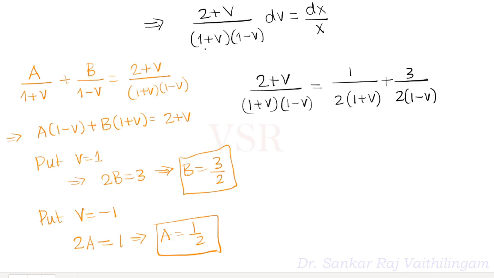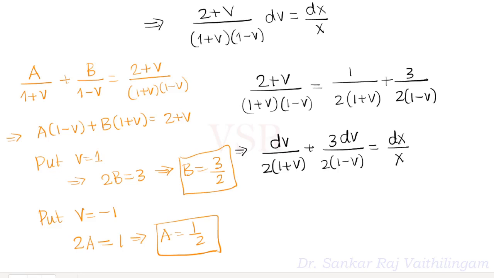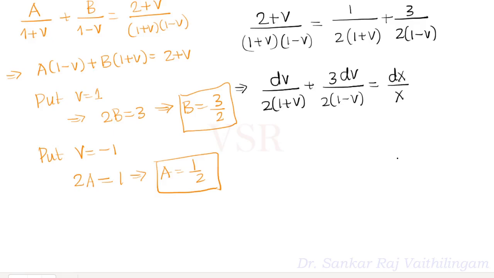Now let us put dV on both sides. So we get dV divided by 2 into (1 plus V) plus 3 dV divided by 2 into (1 minus V), which is equal to dx by x. Of course, when we differentiate this, a minus sign will come, so I may write minus 3 and put a minus 2 here.